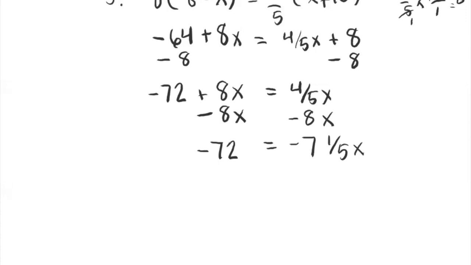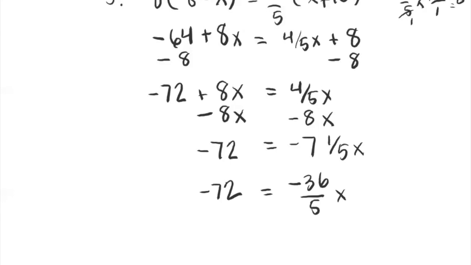Okay. This is going to be a little funky here because this is a mixed number. So negative 7 1/5, I've got to convert that into an improper fraction. So let's do that. Negative 7 times 5 is negative 35, plus the 1, negative 36 over 5. x, right? Still multiplying by x here. It's equal to negative 72.